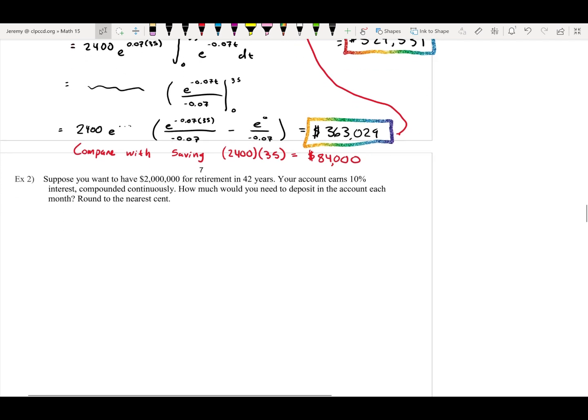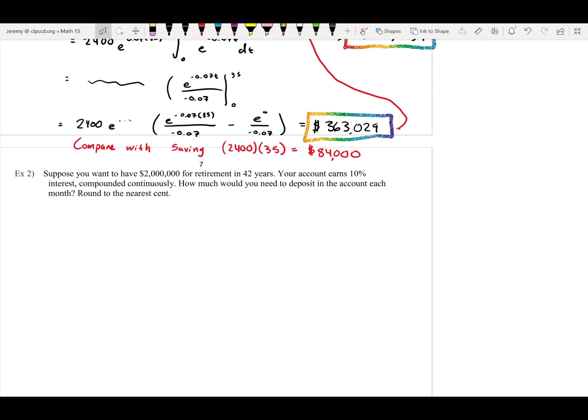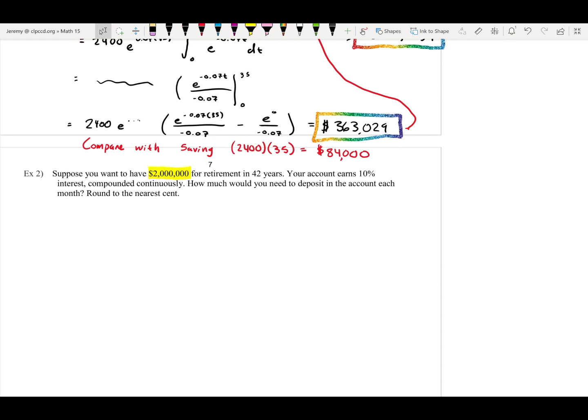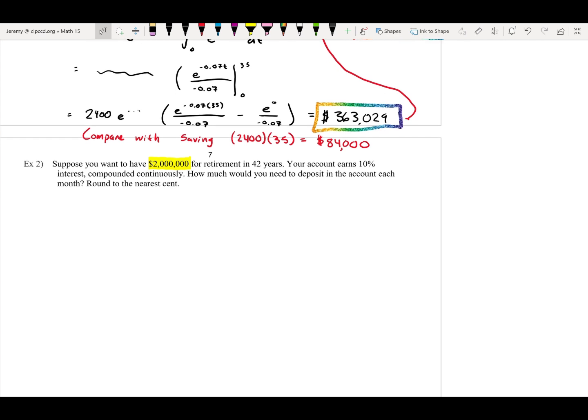Let's look at another one. Still exploring the same topic of retirement savings, but this time we're setting it up a little differently. For this one, we're aiming for a certain future value, right? Suppose we want to have $2 million for retirement in 42 years. Your account earns 10% interest, which, by the way, is not far off from the S&P 500, historical returns I think are around 10.5%, which is a very popular and stable-ish investment vehicle that people have access to. Okay, and that's compounded continuously. The question here is, how much would you need to deposit into the account each month in order to reach that goal of a future value of $2 million?